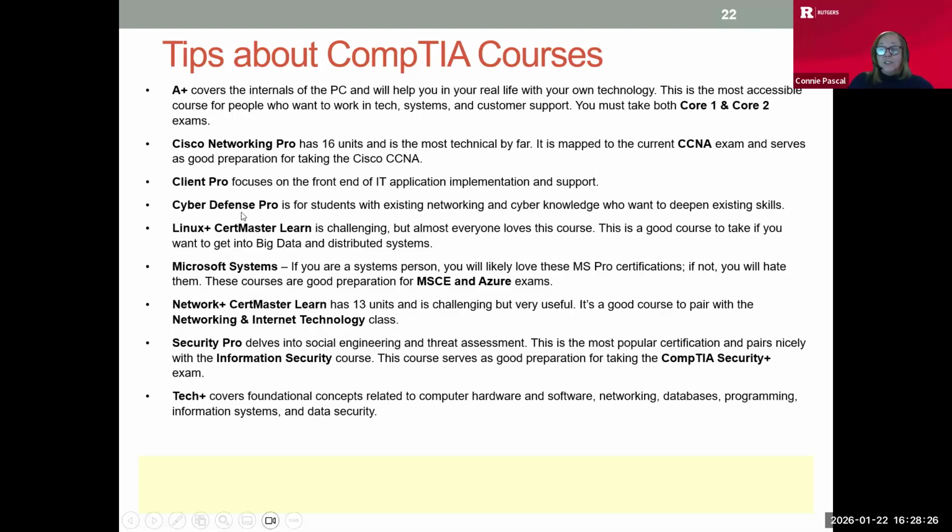So back to this. Cyber Defense Pro, again, is for students who have already done cyber, maybe they've already done the Security Plus. They may already have a certification. You have some networking skills, and you really want to pump up your cyber defense skills. So again, pretty challenging. Don't take that one unless you actually already have cyber skills in the workplace.